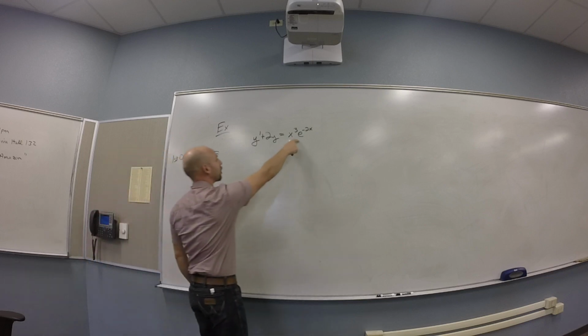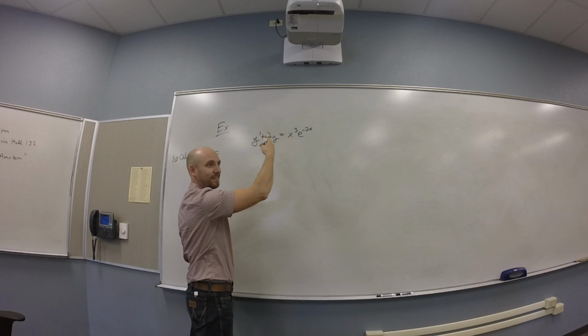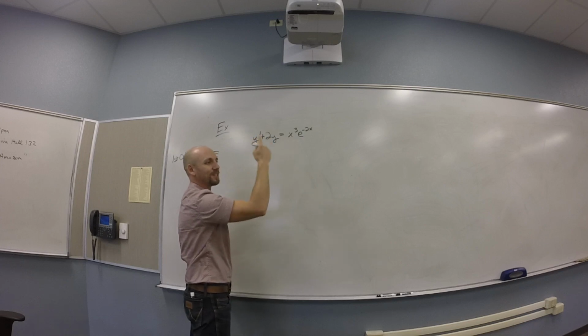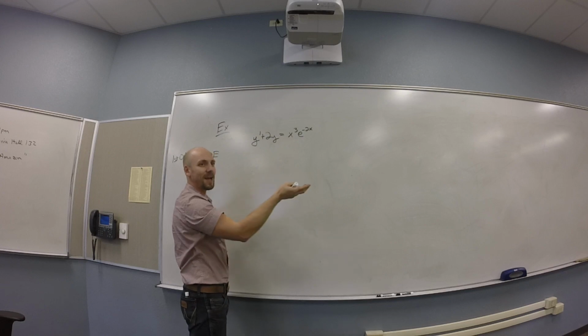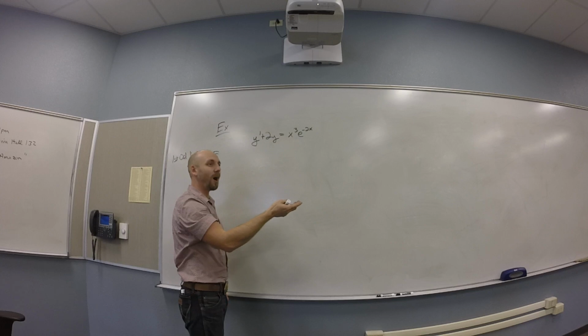But what if I subtracted that stuff to the other side? It's still not one of the coefficients of y, right? There's some extra function of x kicking around that's not attached to a y by multiplication. You guys see that? Okay.